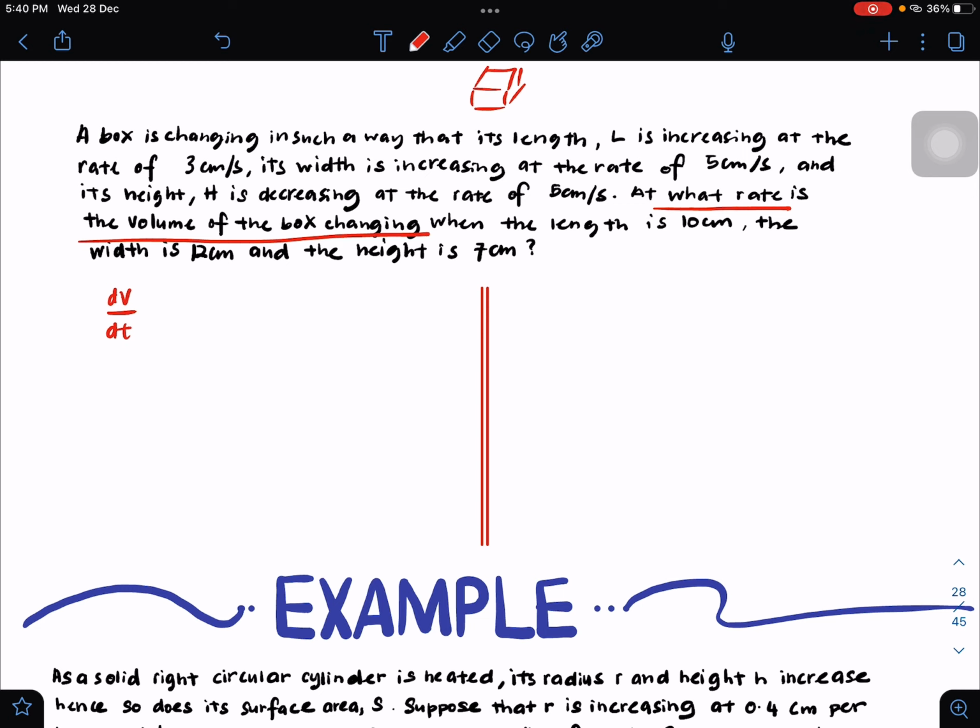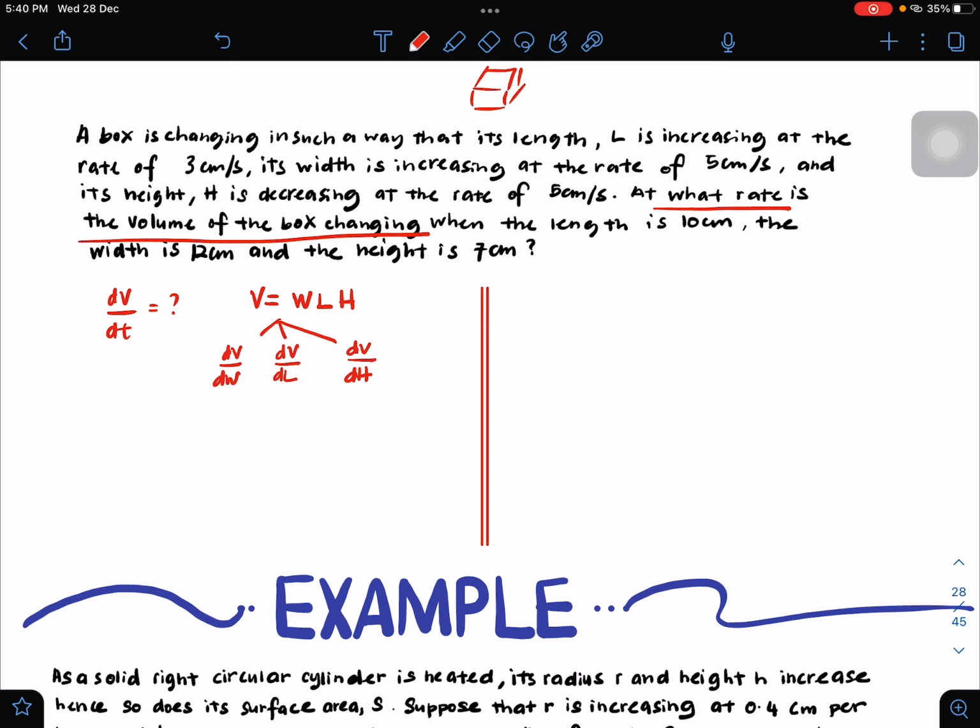Okay, so ini yang kita nak cari. Sekarang kita bekerja dengan box, di mana formula volume untuk box adalah width darab dengan length darab dengan height. Okay, so we have an equation V in terms of W, L and H. So from this we can get dV/dW, we can get dV/dL, and we also can get dV/dH.